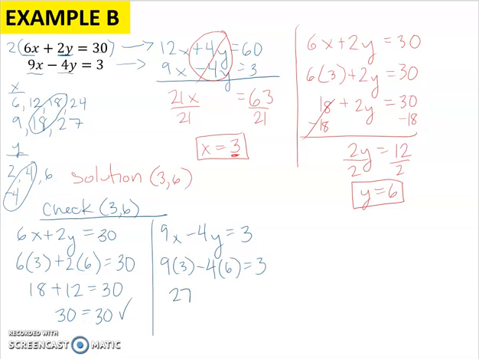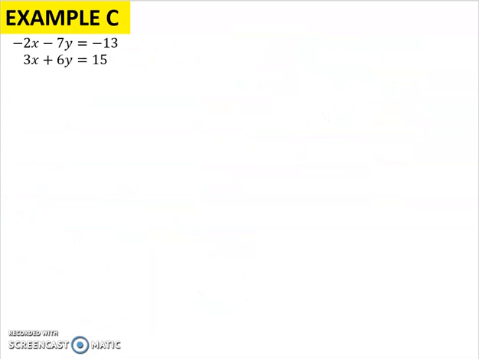Okay, 27 minus 24. Is that 3? It is. Sweet. Now you can celebrate. Woohoo! I found my solution. Yay! Okay. All right. So it's finding that zero pair the first time using multiples, right? Okay, one more. Hang with me.